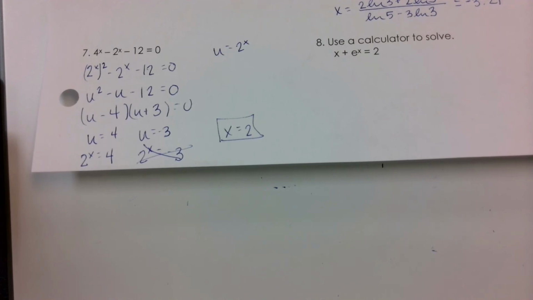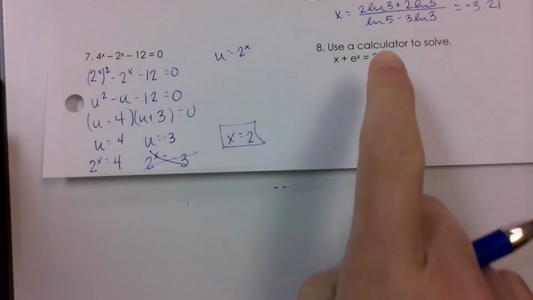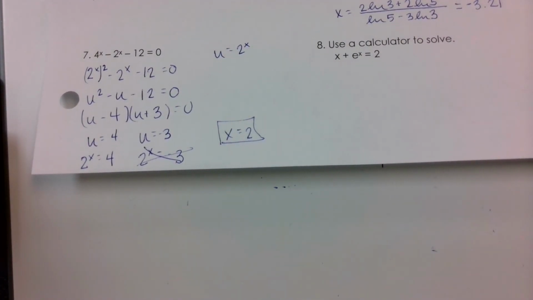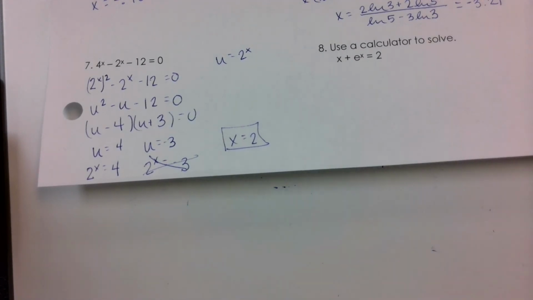Alrighty, so the last one that we've got is x plus e to the x equals 2, and let's use a calculator for that. The easiest way to do that is to type in this as a function, type in 2 as a function, and see where they intersect. You could also move the 2 over and then plug it in and find your zeros. Either way will work. Which way do you want to do? Intersection or zeros? Zeros, I think those are easier.